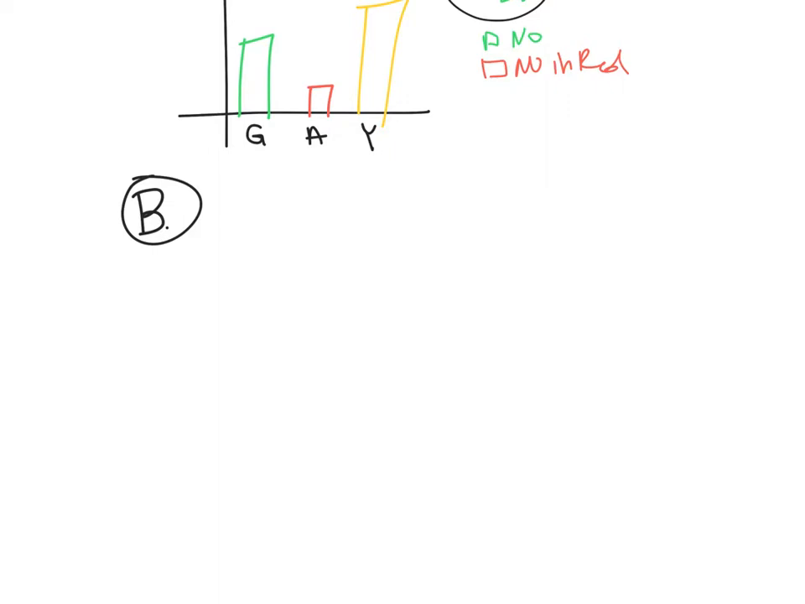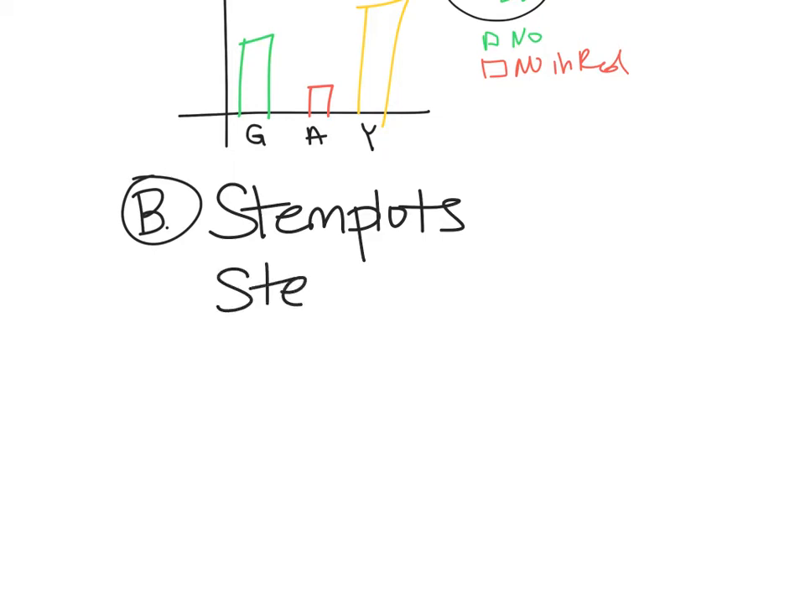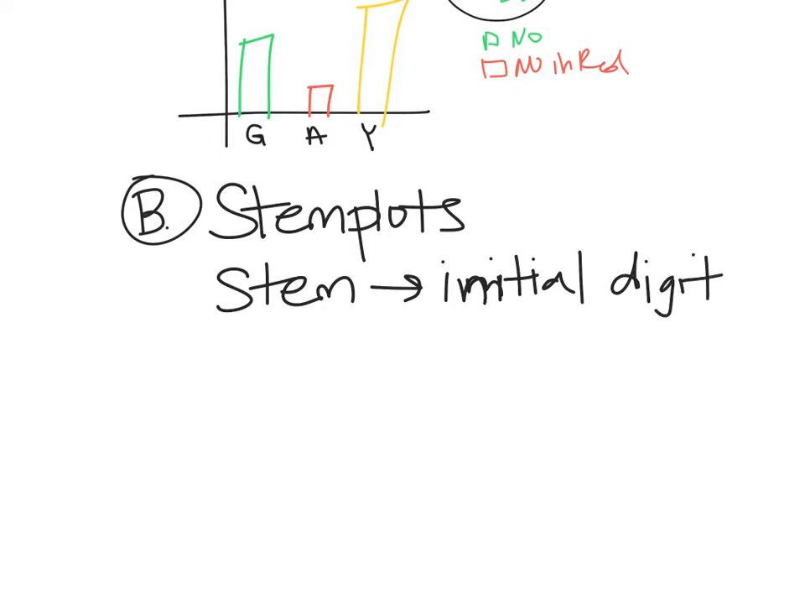Okay, here we go. Now we're going to do some stem plots. Stem plots, okay? Whew, that's fun. See, you're not bored. You're having the best day of your life right now. You're living your best life. Now, a stem and leaf plot is going to look like this. There's going to be a stem, and the stem is going to be the initial digit. And then the leaf is going to be the final digit. The leaf is the final digit.